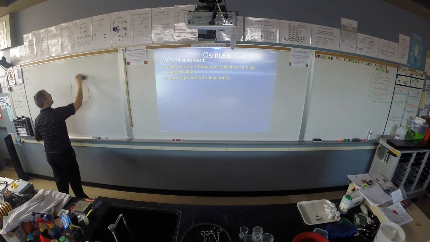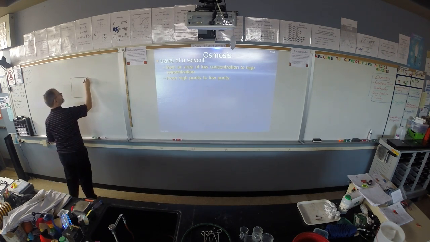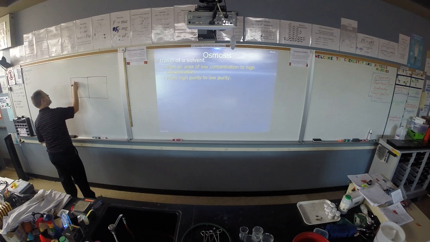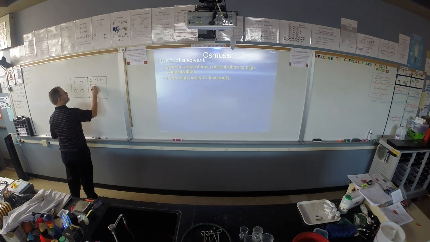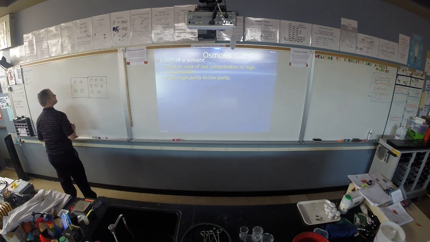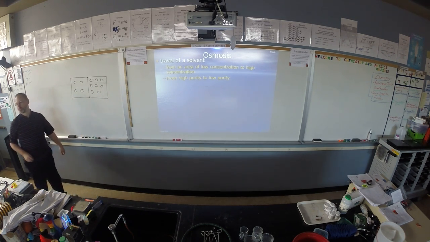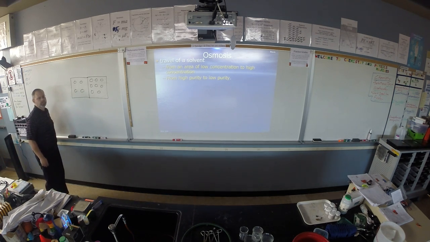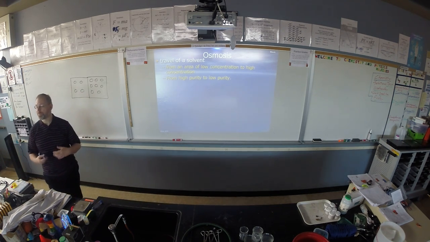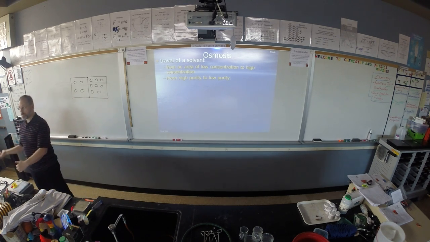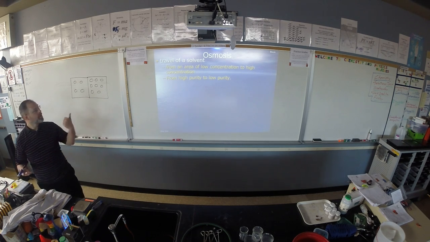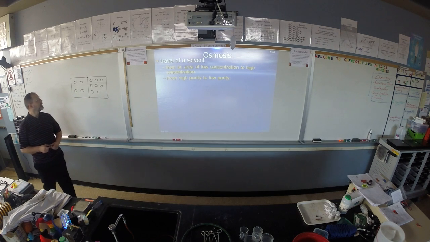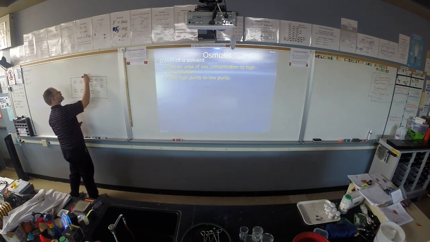Pretend that's a square. So osmosis is the natural travel of a solvent from an area of low concentration to an area of high concentration. You can also think of this as traveling from an area of higher purity to an area of lower purity. So I've got 2 samples of solution, and this is my membrane. There's a membrane right there.